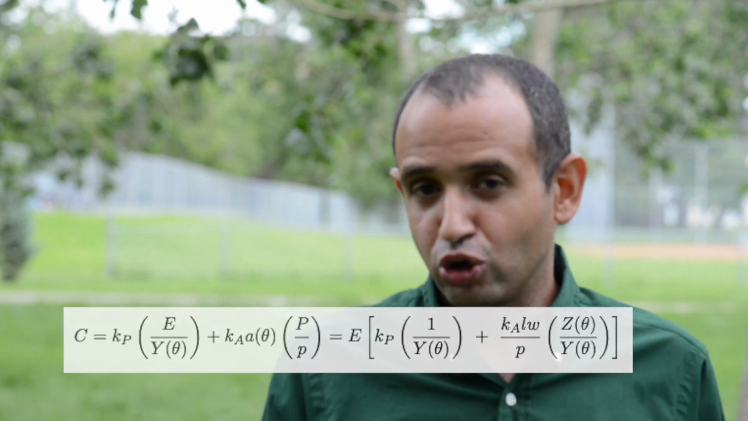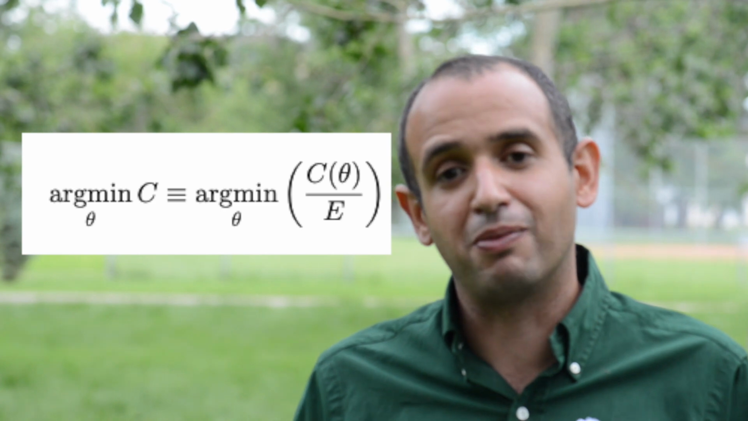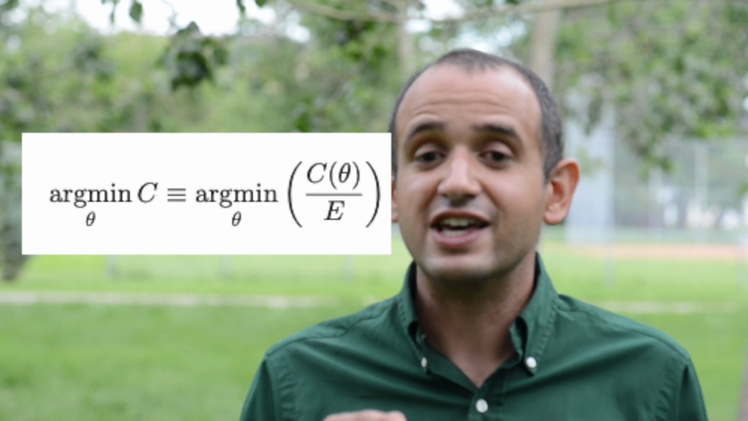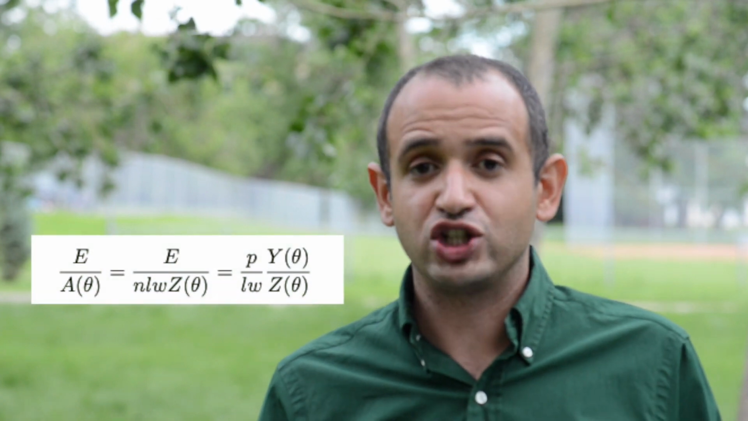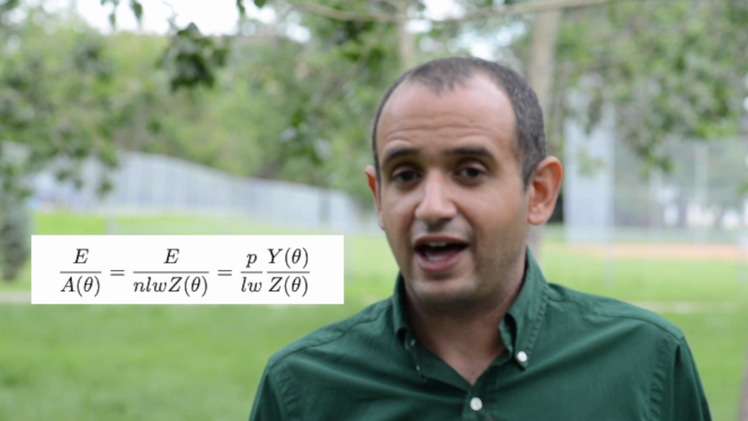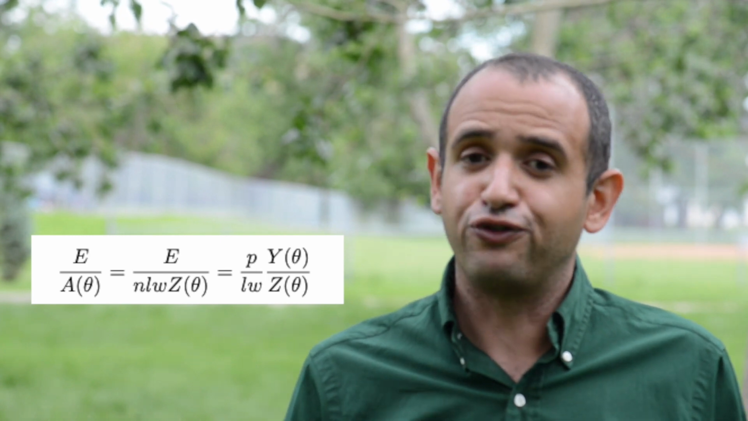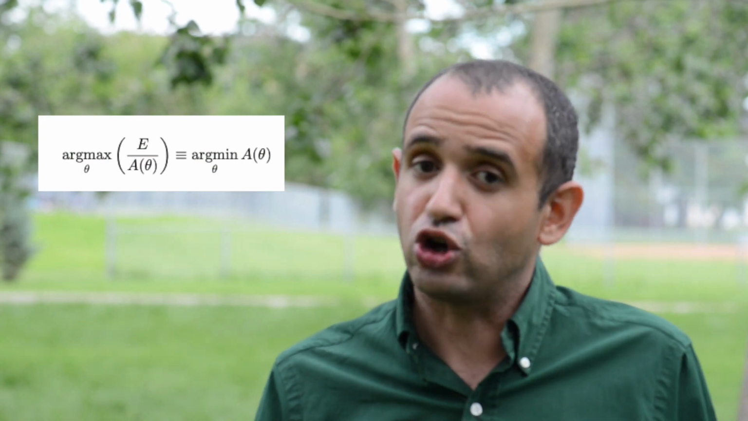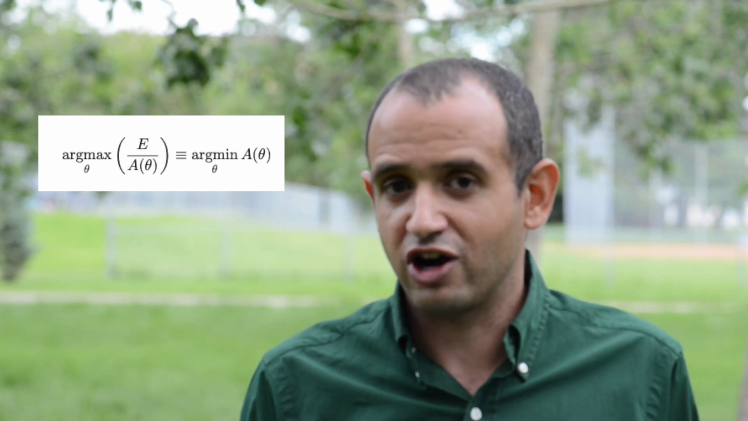So minimizing our total cost is analogous to minimizing the system's levelized cost. Similarly, let's see what happens when we are concerned about maximizing the energy density. If we divide E by A of theta, we get the same ratio, or the reciprocal of the same ratio that we have seen minimize area requirements. Therefore, we can also say that maximizing your energy density is also analogous to minimizing your space requirements.